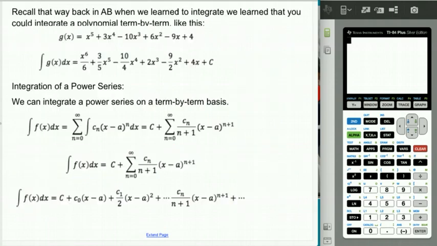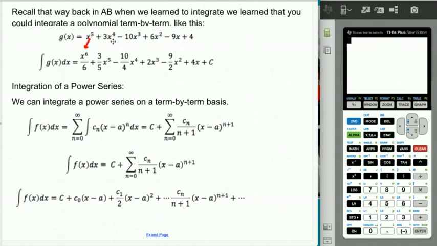So integration works exactly the same way. If we recall that way back in AB, when we learned to integrate, we learned that you could integrate a polynomial term by term, right? So if I asked you to integrate some g of x that was x to the fifth plus 3x to the fourth minus 10x cubed plus 6x squared minus 9x plus 4, you would integrate the x to the fifth and get an x to the sixth over 6.